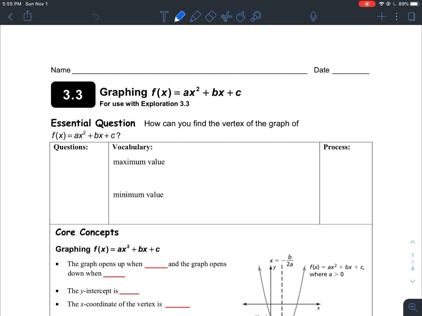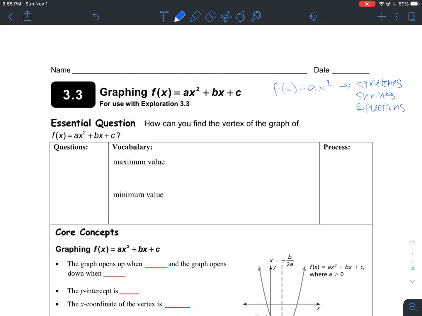Last time, in 3.1 and 3.2, we talked about graphing quadratic functions that look like f of x is equal to ax squared. This meant that you had stretches or shrinks. And if a was negative, then you had reflections, right?